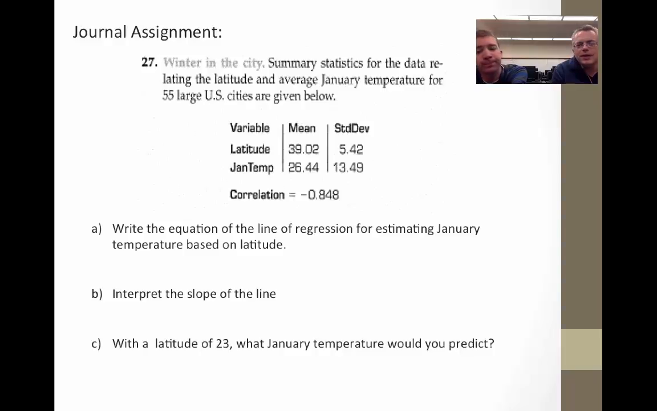Good question. Which one's the X variable? I don't know. Should we let them figure that out? I think you guys should figure that out, because otherwise, it's super easy after that.